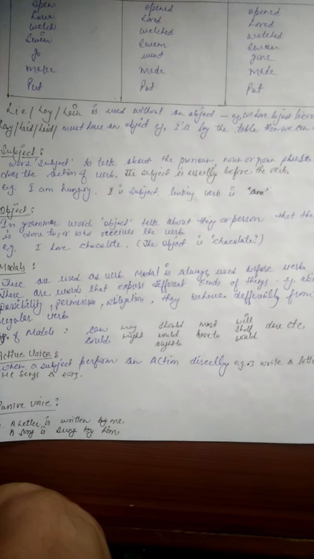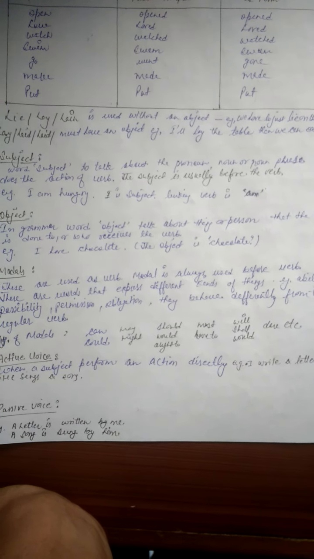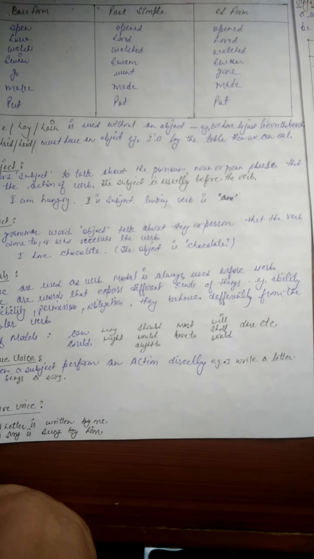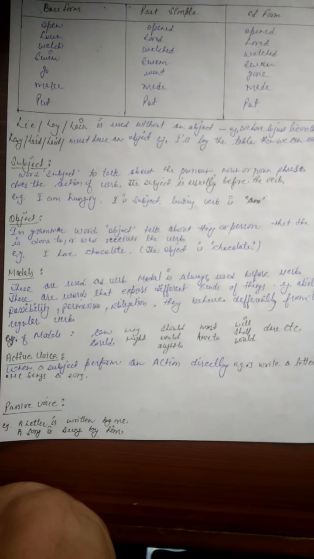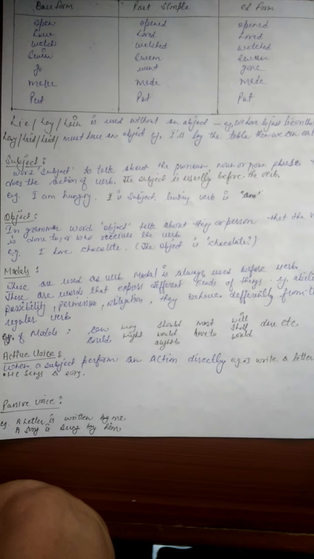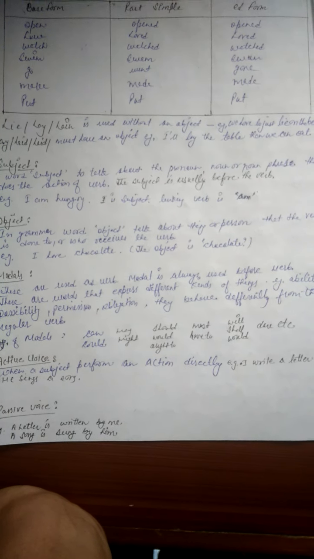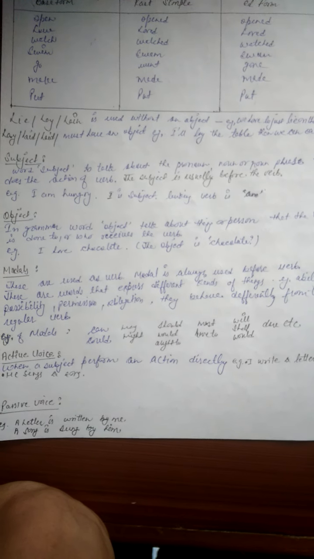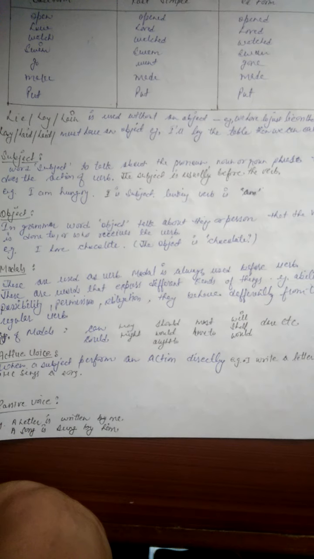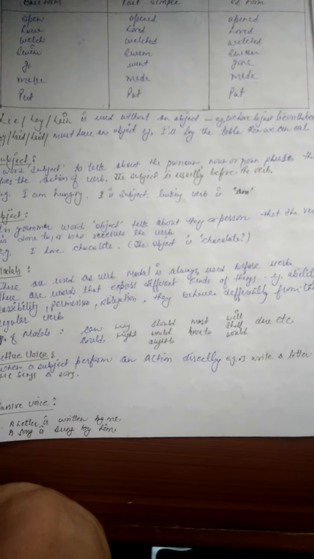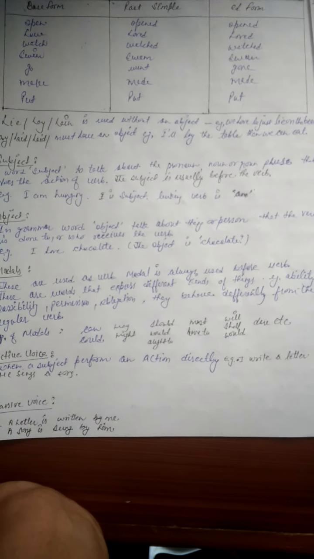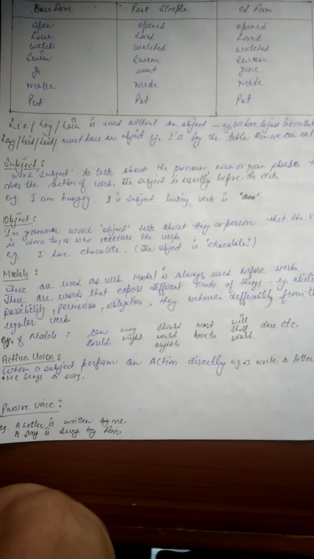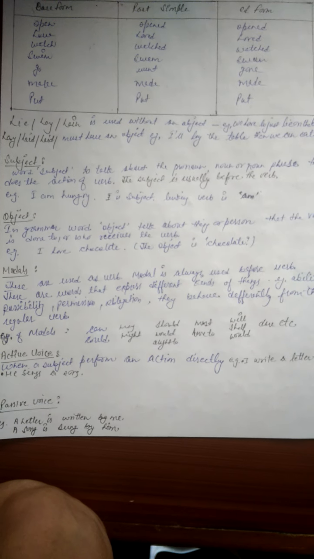So again we must know what is subject. Subject, a word subject to talk about the pronoun, noun or noun phrase that does the action of verb. The subject is usually before the verb. So subject किससे पहले होता है? verb से पहले. And object, फिर object क्या होता है? In grammar word, object talk about thing or person. So object talks about thing or person that the verb is done to, or who received the verb.